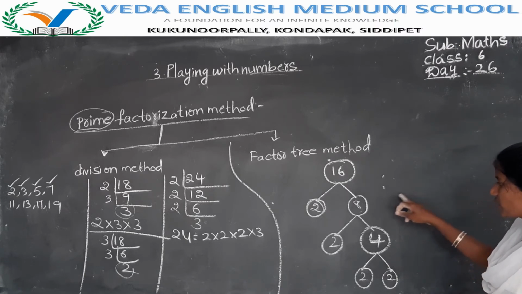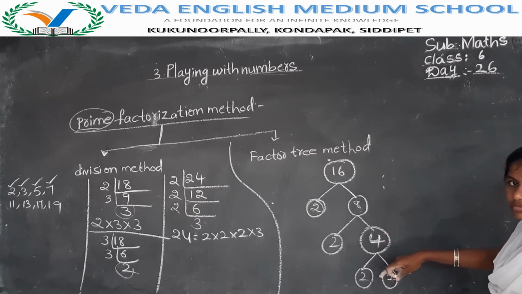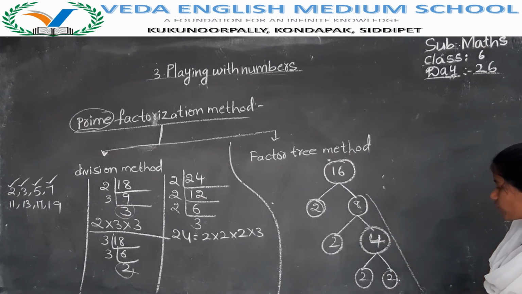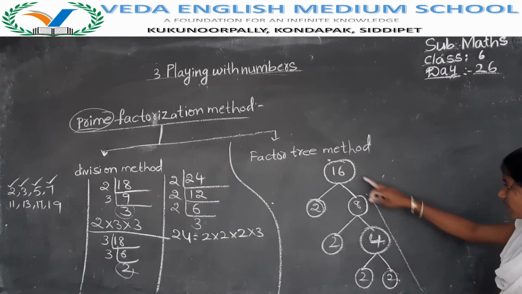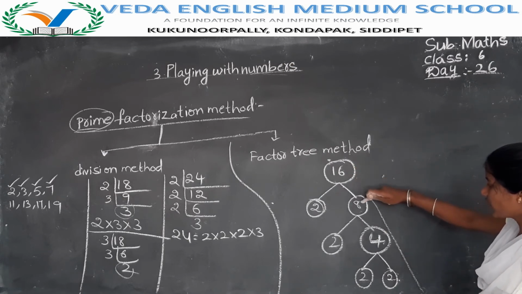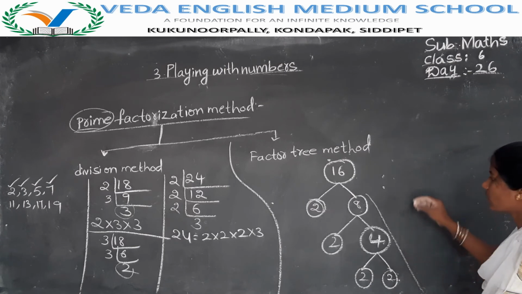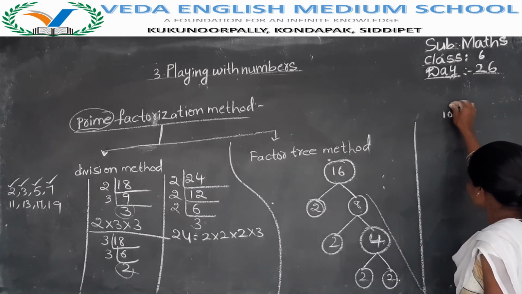Now the factors of 16 are 2, 4, 8, 16. See, 1 16 is 16, 8 2s are 16, 4 4s are 16, 2 8s are 16. Like this. Now one more we will take here, 10.